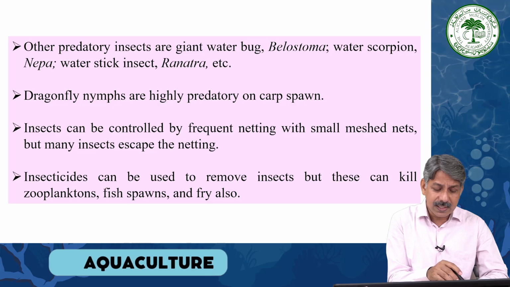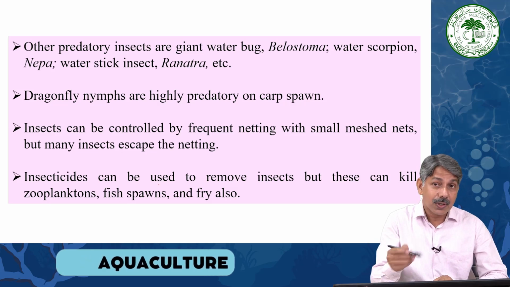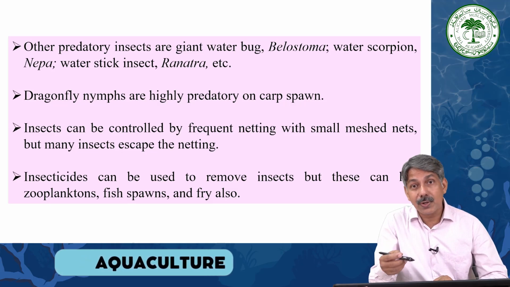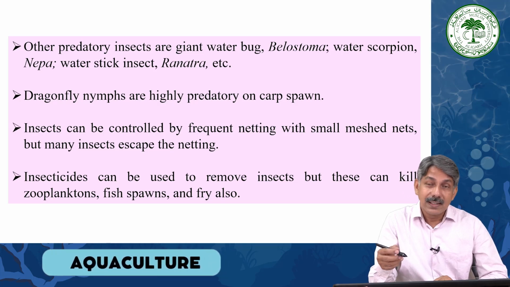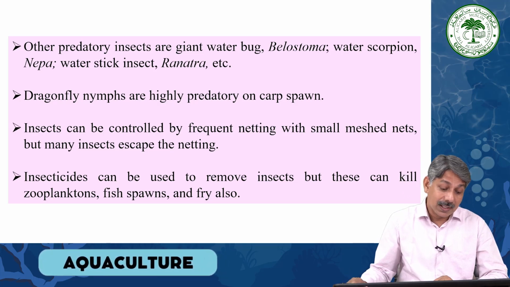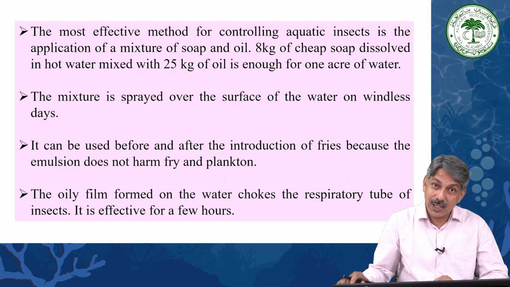Insecticides can also be used, but if you are using them in a pond where fish, fry, or spawn are already stocked, then you will have to be very careful about how you are going to use them and how you are going to save your fish.